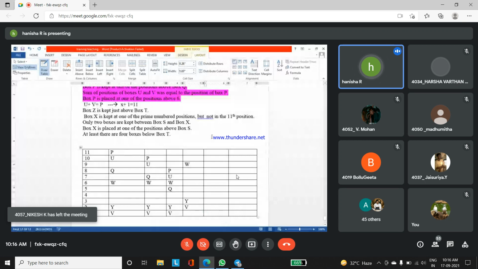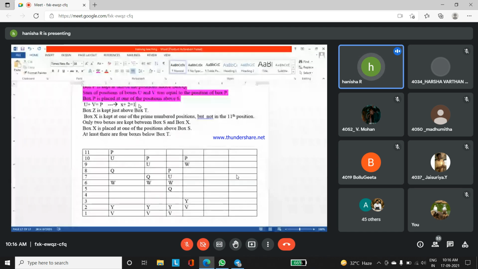Then I'm going to give P at 10th position. If P is at 10th position, V is already there at the second position. So 8 plus 2 will give you 10. So at 8th position only you will have U. So I'm going to put U over here, and between P and Q you have two vacant positions. So W and 2 positions should be there. So here I will have Q.